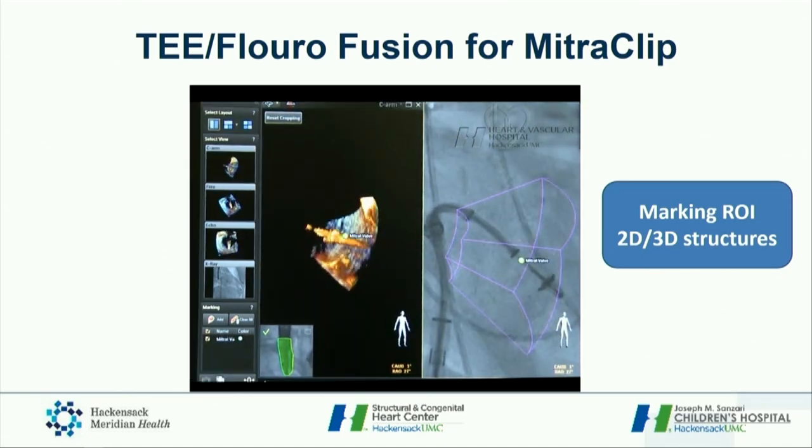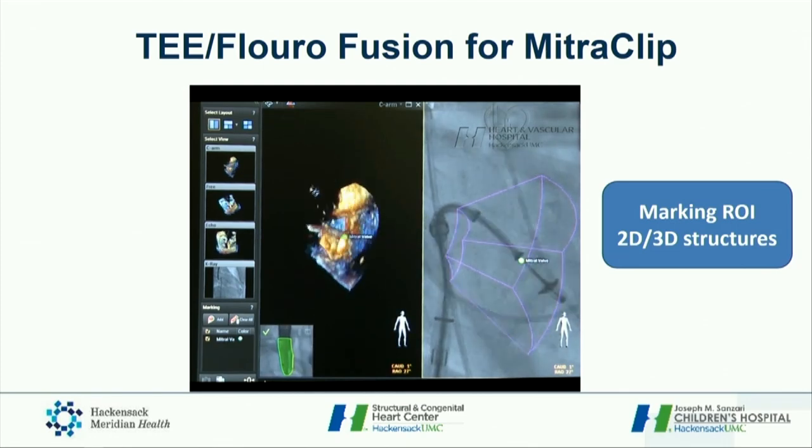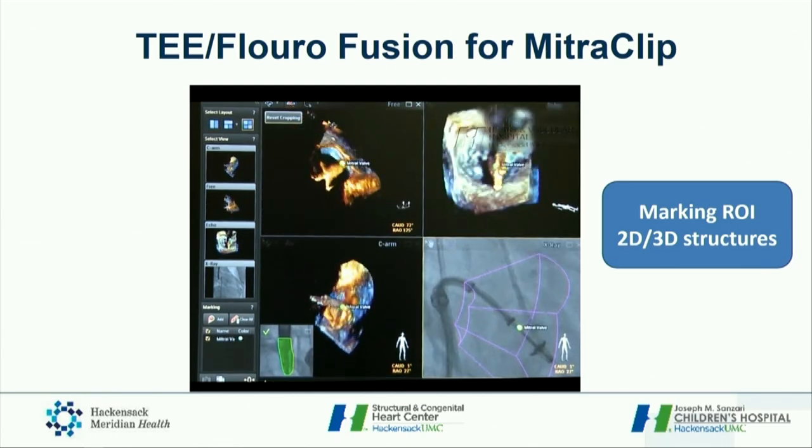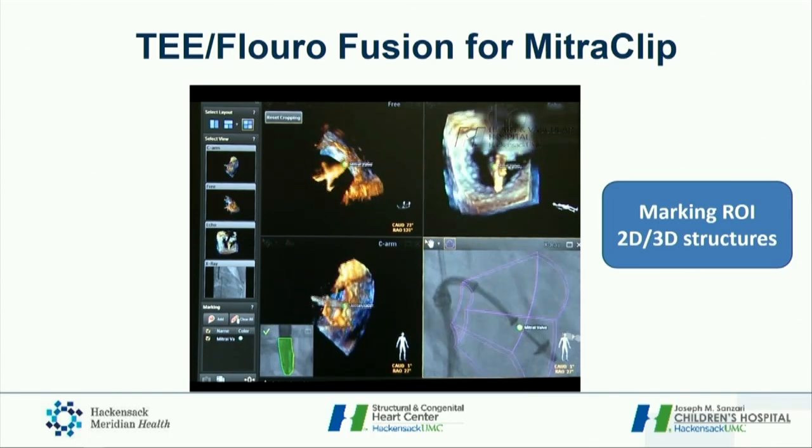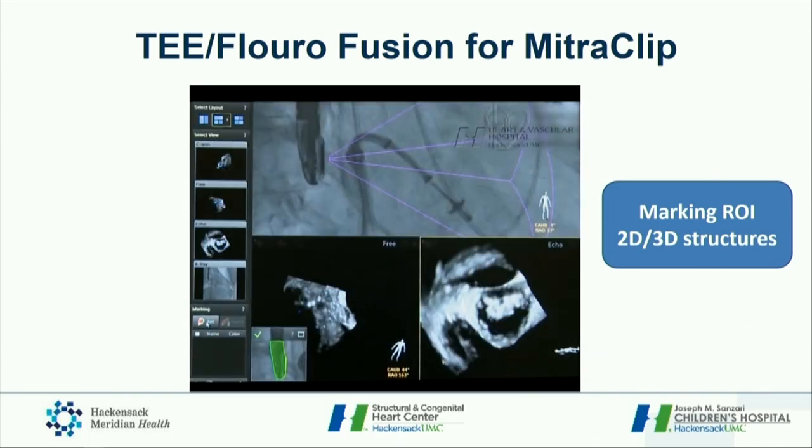But more importantly, I want you to take a look at the small green probe that exists. That's how the TE fluoro fusion works. It identifies the TE probe and turns green, and so you know that.